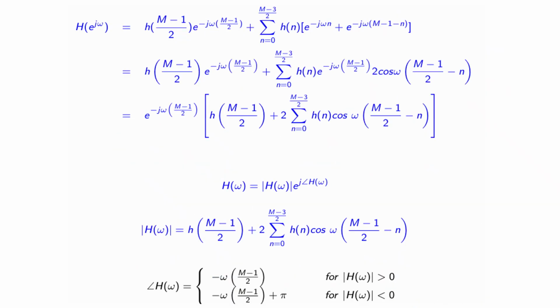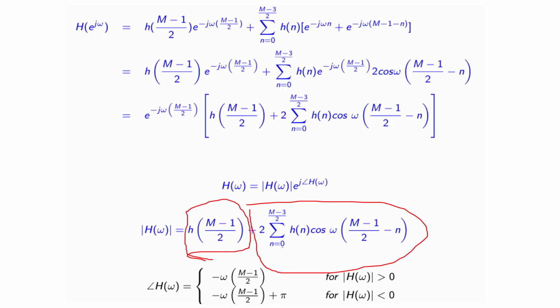Further, if you solve, then you will get the H of omega, that is the transfer function. And here this is the double. Why is this double? Because left and right, right? And this one belongs to the center one, right? So left and right, now no need to calculate separately, you can directly make it twice. So H of omega, that is the transfer function, is nothing but minus omega (m minus 1)/2 if H of omega is greater than 0, right? And this is again plus pi if H of omega is less than 0. So this is the final equation that you can remember.